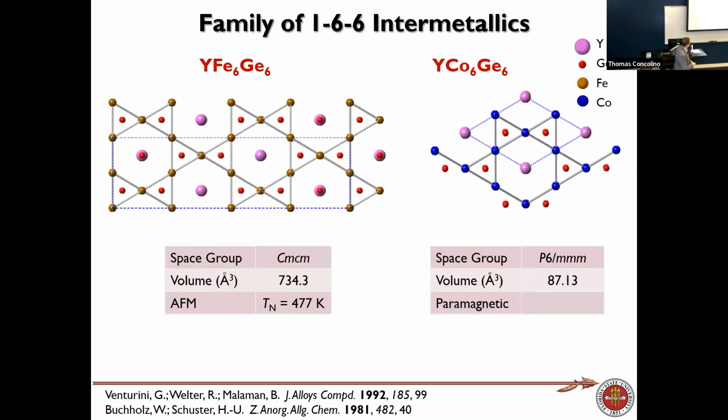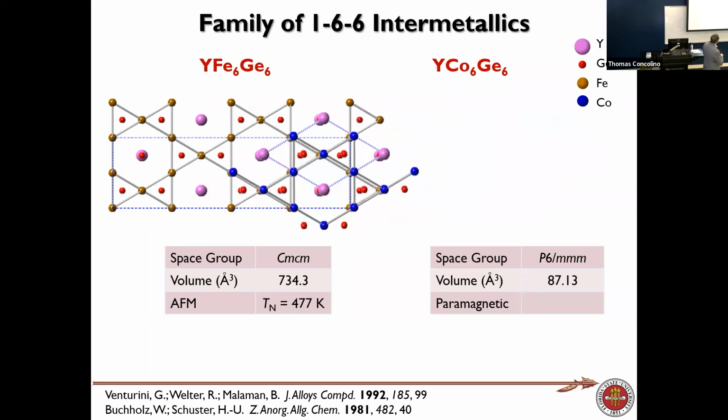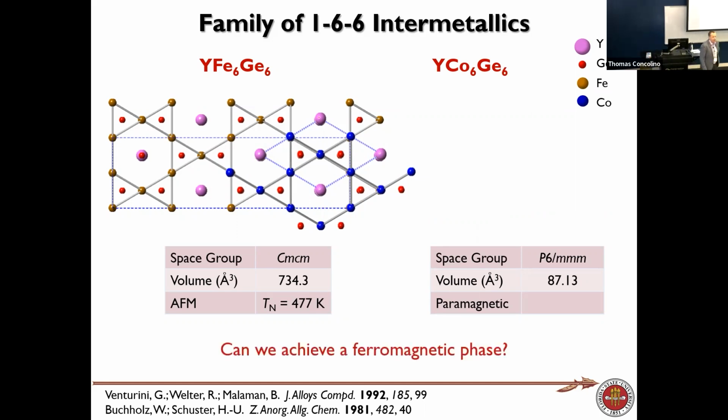Okay, so for example, if you look at yttrium iron 6 germanium 6 and yttrium cobalt 6 germanium 6, they crystallize in very similar structures. I can superimpose this and this. Yeah, so there's small distortion in the iron-containing compound, but structures otherwise are very similar. And yttrium iron 6 germanium 6 is antiferromagnetic with a very high magnetic ordering temperature. The cobalt-containing compound doesn't show magnetic ordering. And then the question, of course, we ask: can we achieve a ferromagnetic phase here? Can we just make a ferromagnetic kagome metal in this germanide?